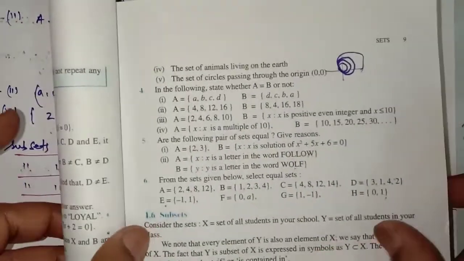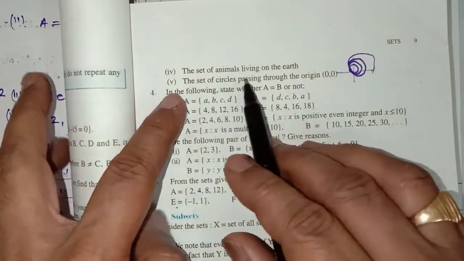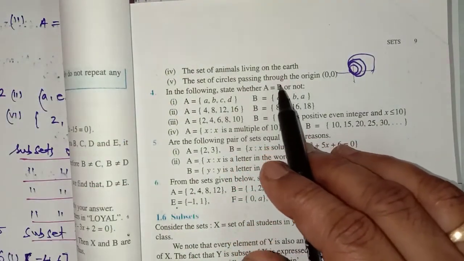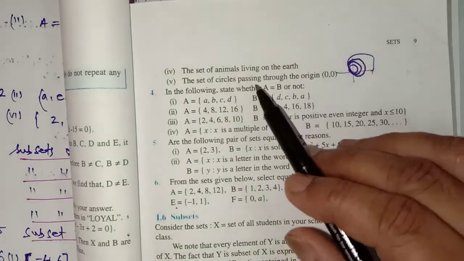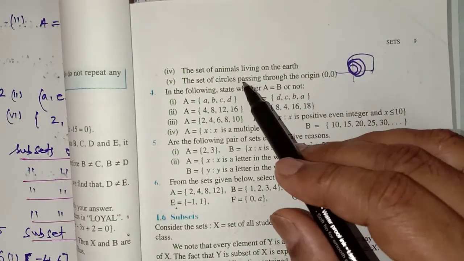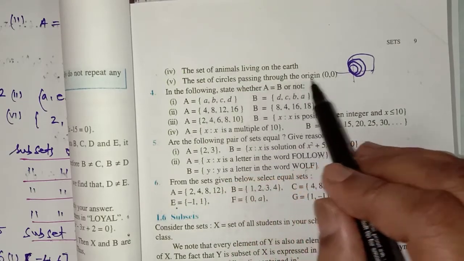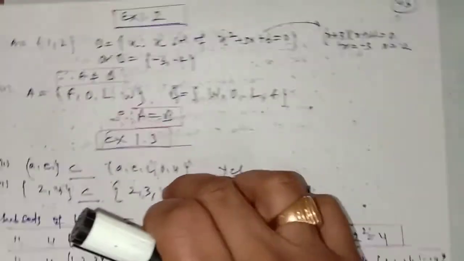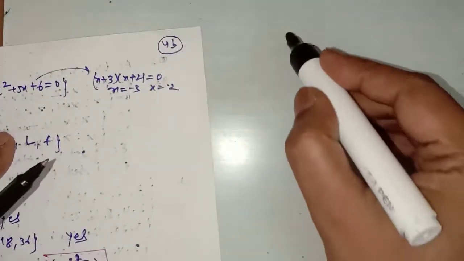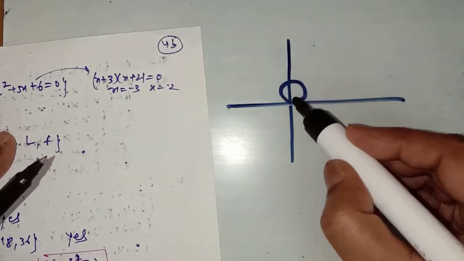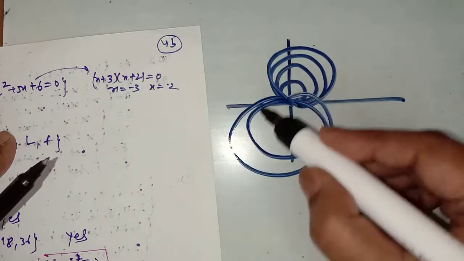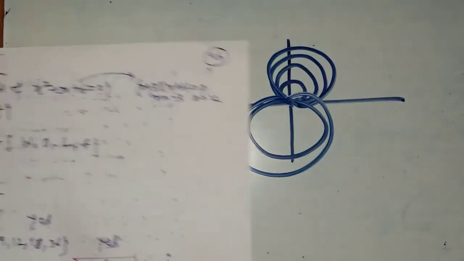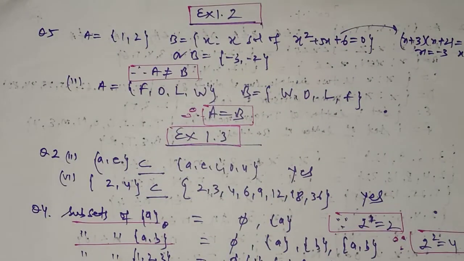In question number 3, fourth part, the set of animals living on the earth, we can count them, because we have the census of the animals in India as well as in the whole world, just as we have the census for human beings. The set of circles passing through the origin: we can draw infinitely many circles like this, one circle, another circle. So the set of circles passing through the origin is infinite.